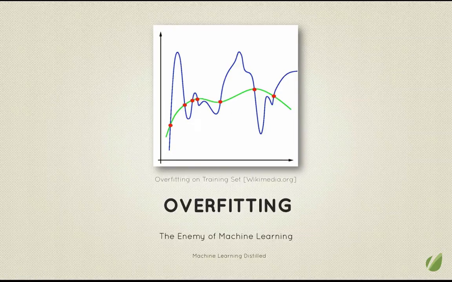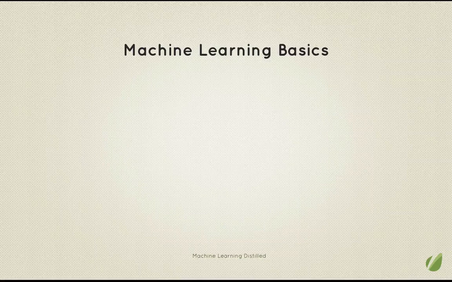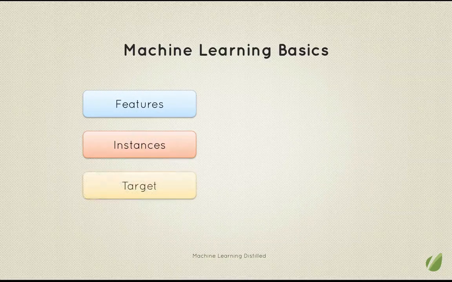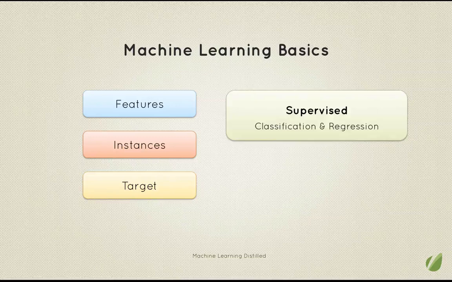In this lesson, we've seen several important foundational principles related to machine learning. First, we've learned what features, instances, and the target function are. Secondly, we've seen the 2 major types of machine learning algorithms. Supervised learning, which includes classification and regression. Supervised learning is all about prediction.